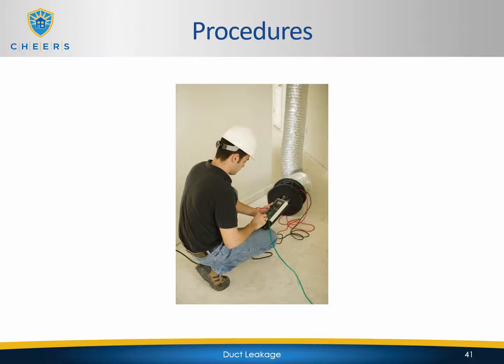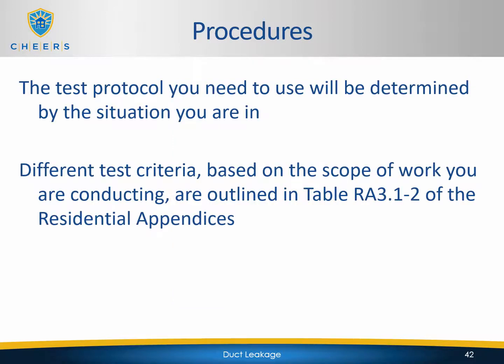Now we're going to be covering the actual procedures on what to do with the duct blaster fan and how to hook it up. So the test protocol you need to use are determined by the situation that you're in. And there's also different test criteria and thresholds based on the scope of work you're conducting, and they're outlined in table RA 3.1-2 of the residential appendices.